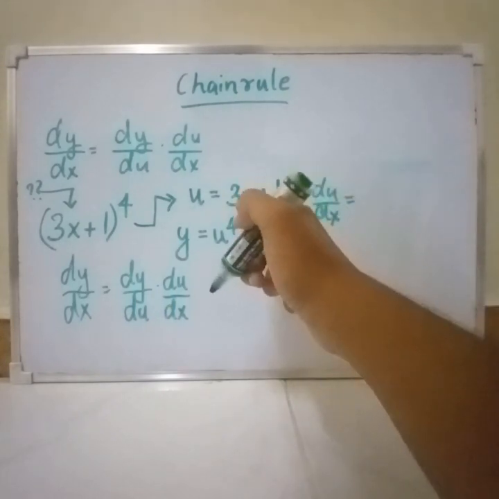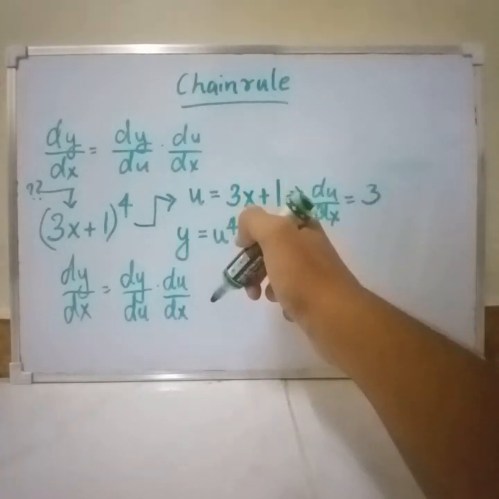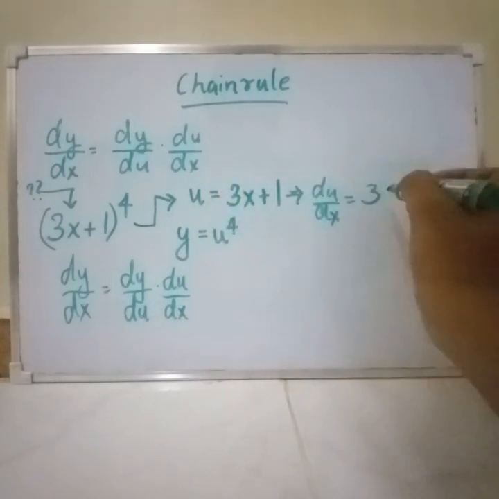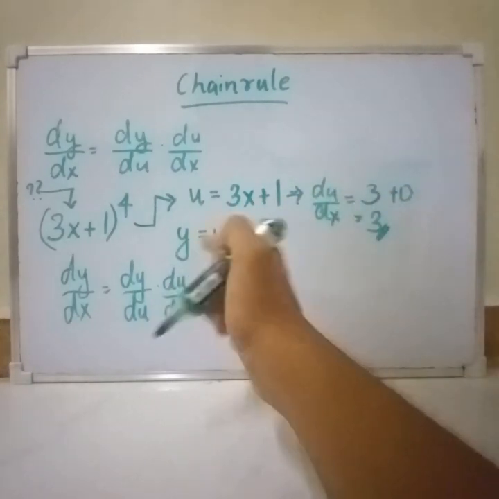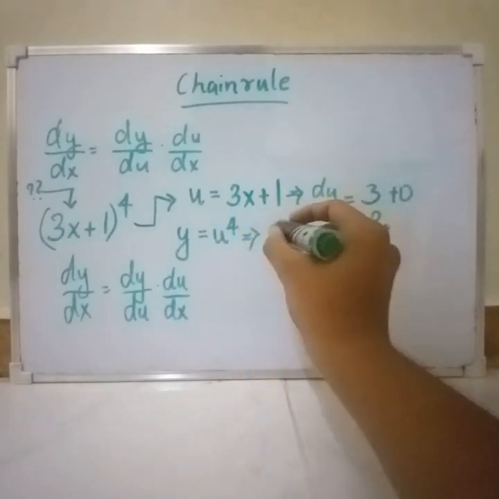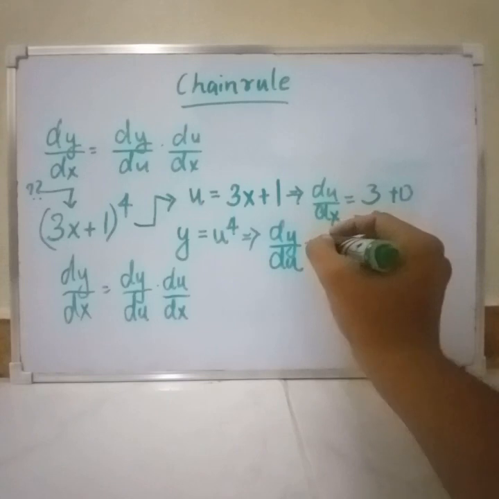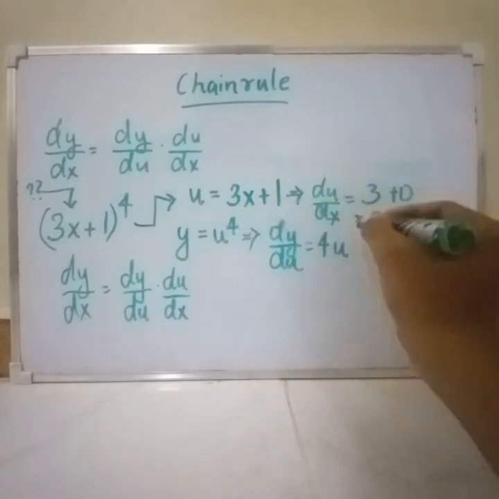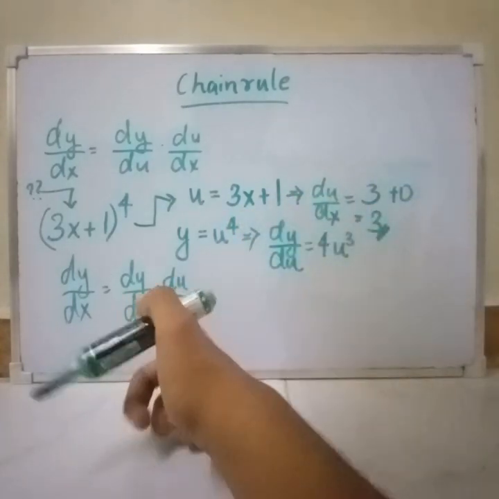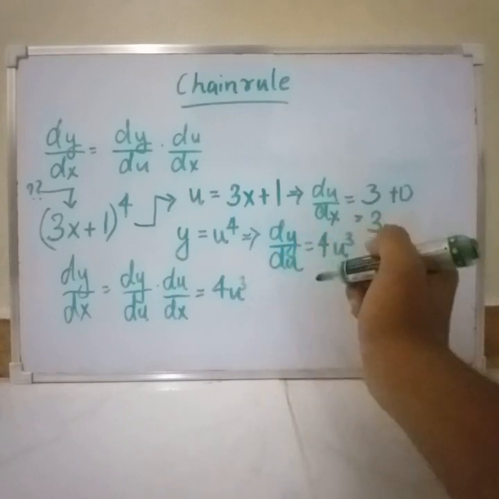It will be equal to, so derivative of 3x will be 3, because derivative of x is 1 and 3 multiplied with 1 will be 3, plus derivative of 1, which is a constant, will be 0, so it will be 3 only. So du by dx is 3 and y is equal to u raised to 4. Now we'll be taking the derivative with respect to u here. Instead of x, we'll be taking it with respect to u. So it will be first the power, then u raised to 4 minus 1, which is 3. So the derivative of this one will be 4u cubed, multiplied with 3.